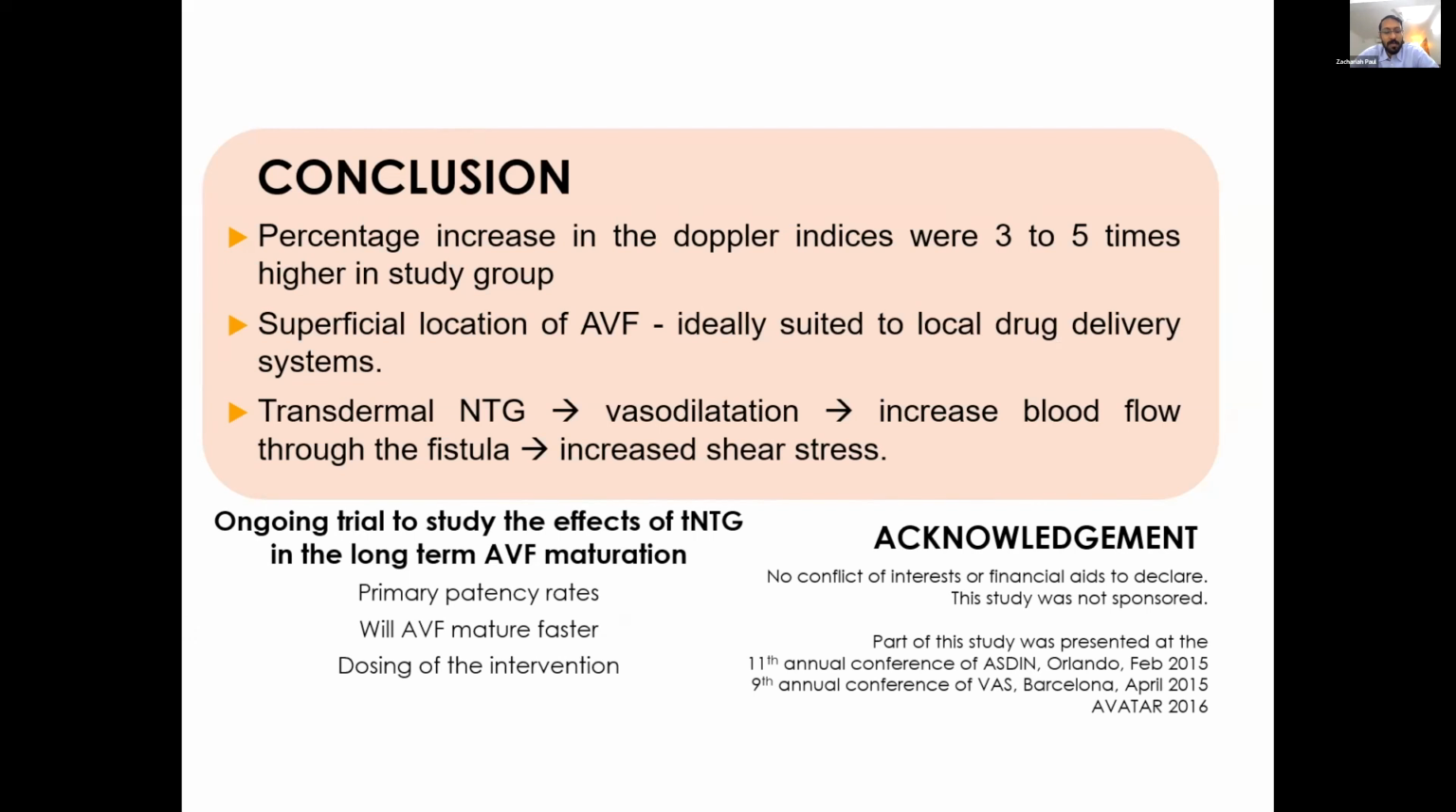But then there was a plan to proceed with a larger trial to see whether the use of transdermal nitroglycerin has an effect on long-term AVF maturation in terms of primary patency rate. Will the AVF mature faster? And of course, the dose of intervention. It is naturally expected that a single dose of nitroglycerin is not going to make much of a difference, but it definitely had the effect that the hemodynamics changed in favor of a fistula that could develop faster.